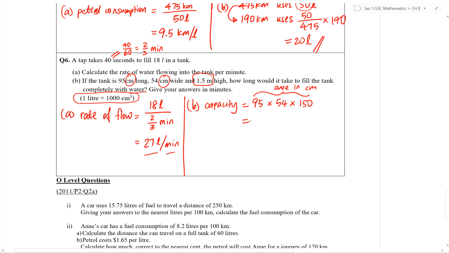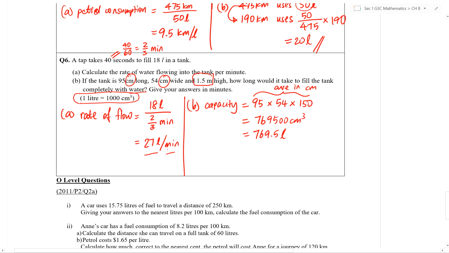So working them out, 769,500 cubic centimeters. Let's convert it to liters by dividing by 1000. So this is the capacity, or the amount of water that needs to be flowing into the tank to completely fill it up.